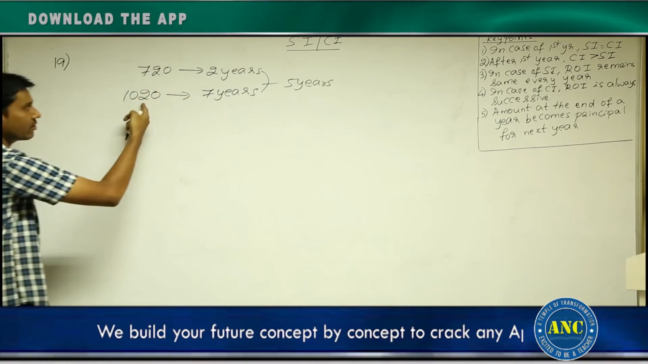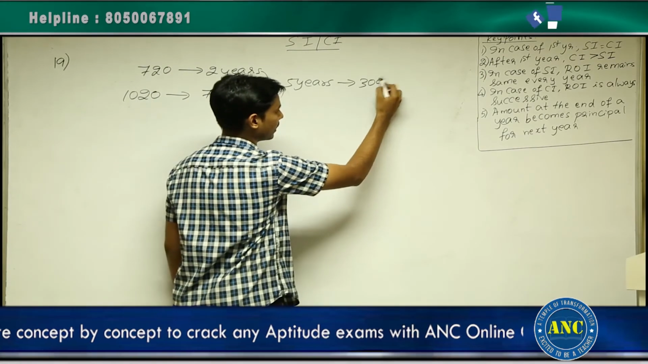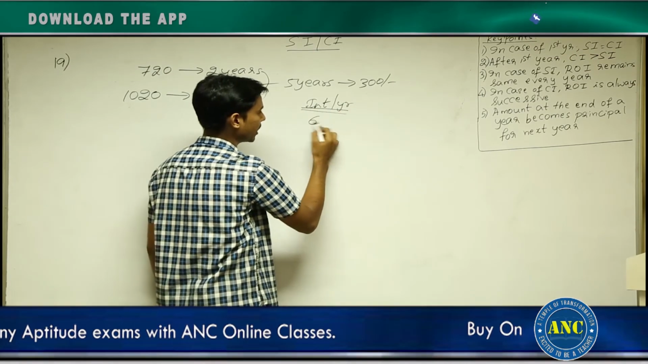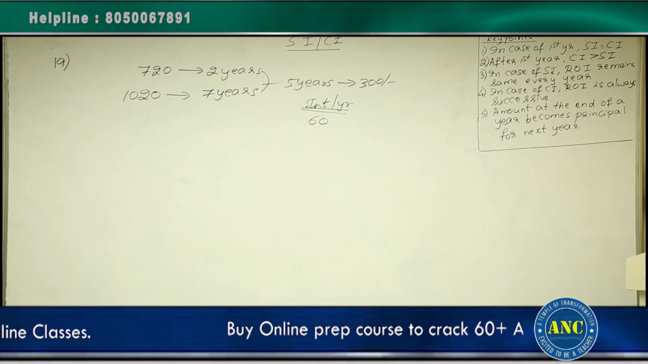In 5 years how much extra are you getting? 300 rupees extra. That means every year you are getting an interest or extra amount of 60 rupees, 300 by 5, 60 rupees. What is asked in the question? Find the sum.